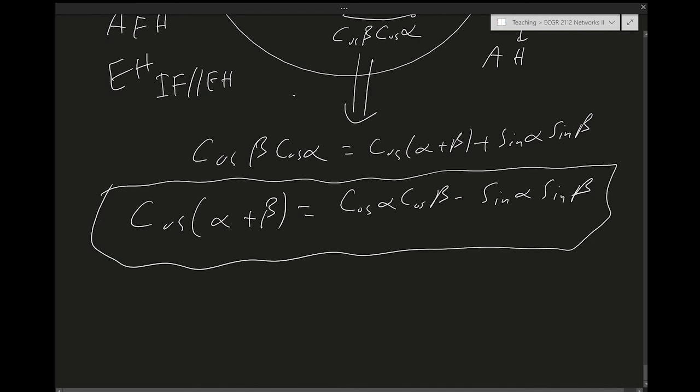I use the evenness of the cosine, meaning cosine minus x equals cosine x, to make this more general. If I have also a minus beta, I end up with cosine minus beta is just the same as cosine beta, and sine minus beta becomes minus sine beta. Sine is odd: sine minus x equals minus sine x. So I end up with minus plus. Minus gives me plus. So I've already proven this equation.